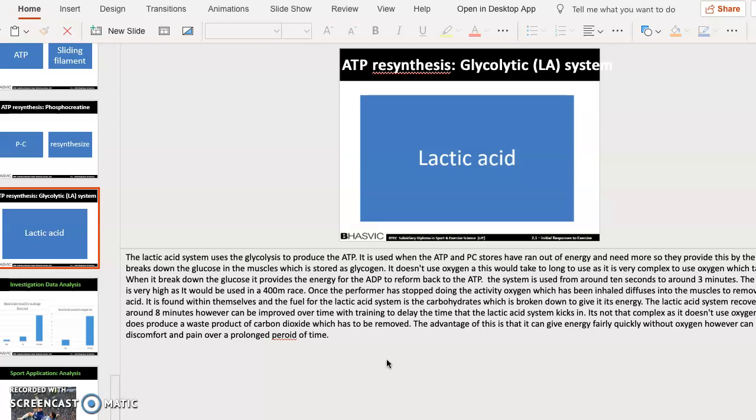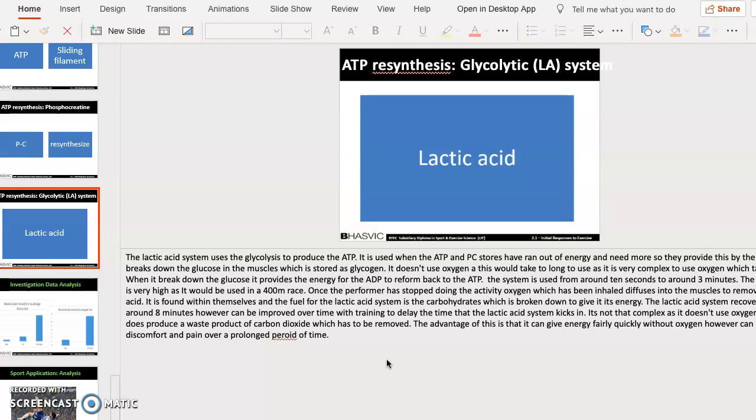The intensity of it is very high and it would be used in a 400-meter race. Once a performer has stopped doing the activity, the oxygen which has been inhaled diffuses into the muscles and removes the lactic acid. It's found within the muscles themselves, and the fuel for the lactic acid system is the carbohydrate which is broken down to give them energy.